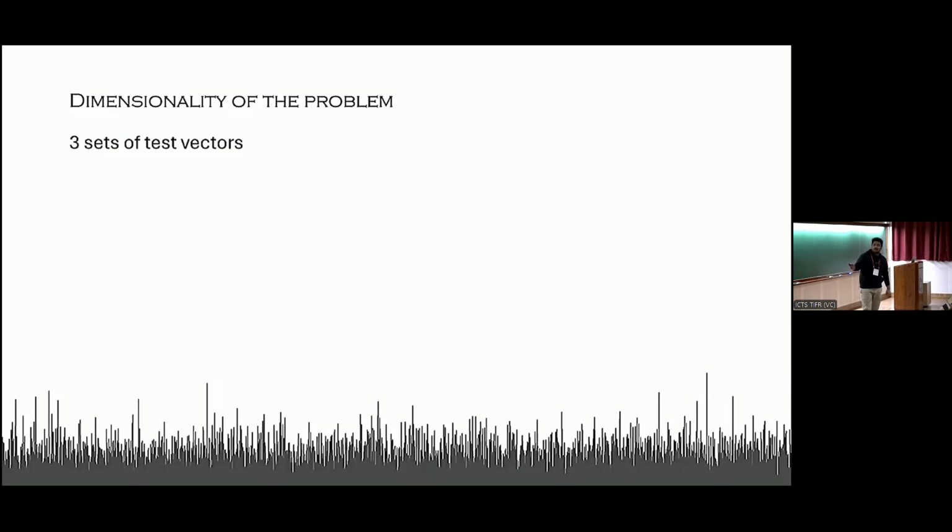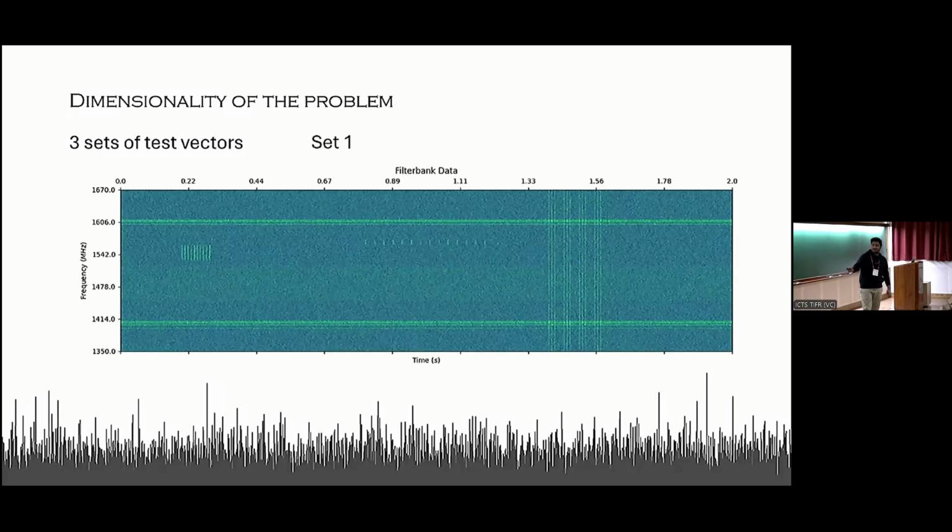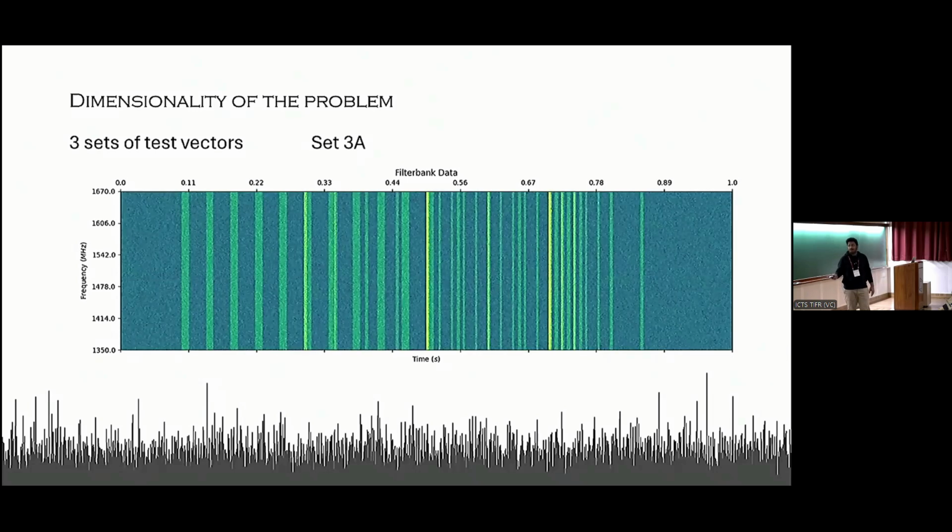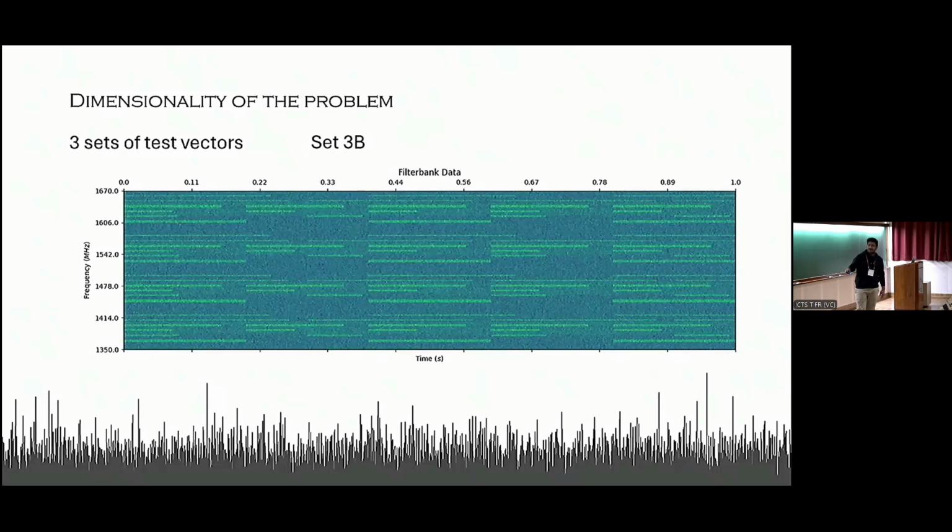We generate 3 kinds of test vectors. The first set looks something like this. It has kind of realistic scenarios. The second set is just pure noise. It doesn't have any RFI. And the third set would look something like this. It has just broadband RFI. And we have another set which has just narrowband periodic RFI, spread all across, affecting around 25% of the band.